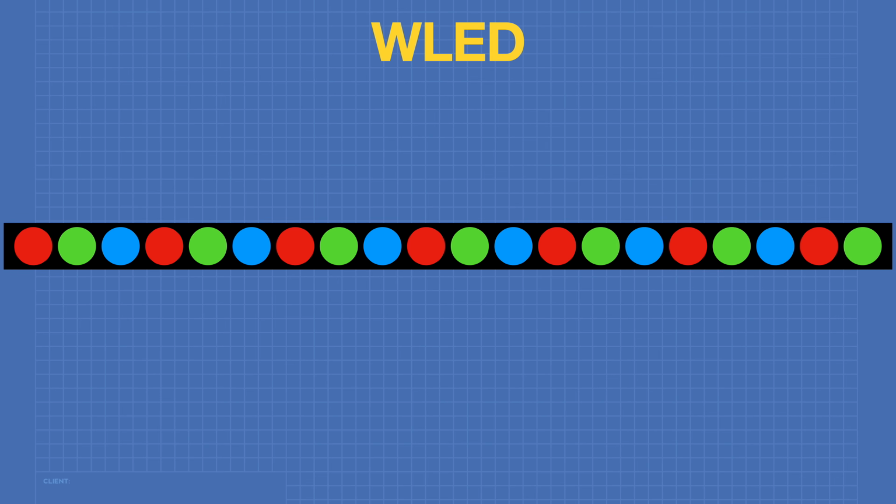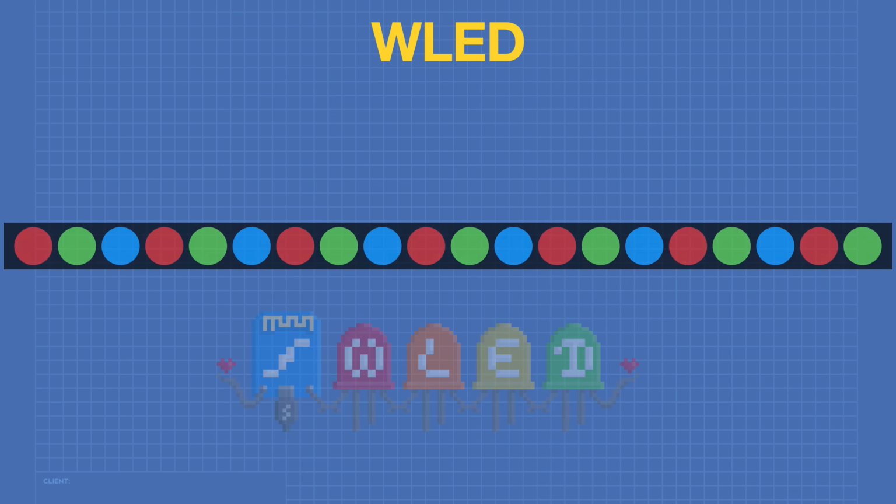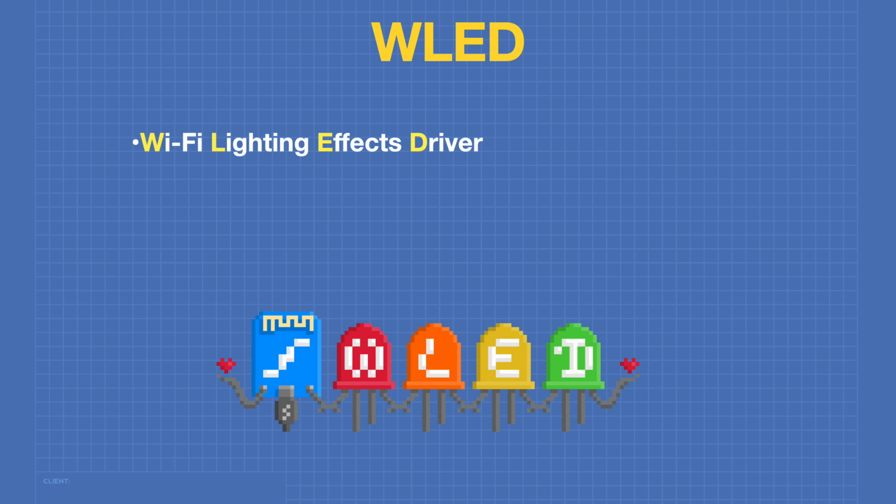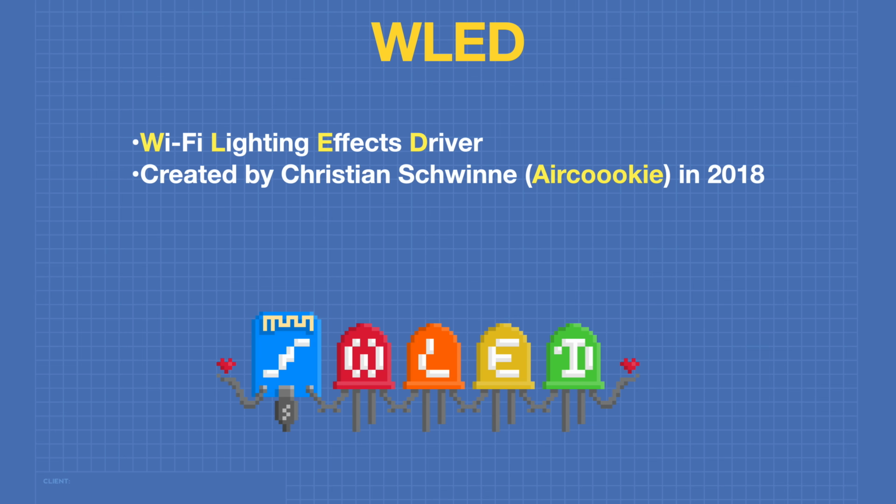One interesting thing about WLED, however, is that the LED in its name actually doesn't stand for light emitting diode. So let's go learn a bit more about WLED. WLED is actually an abbreviation for Wi-Fi Lighting Effects Driver, but of course it has the name LED within the acronym. It was created by Christian Schwinn, who goes by the name of AirCookie, in 2018.